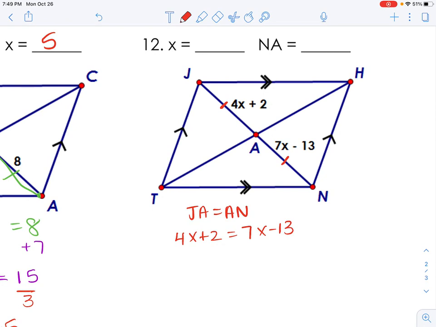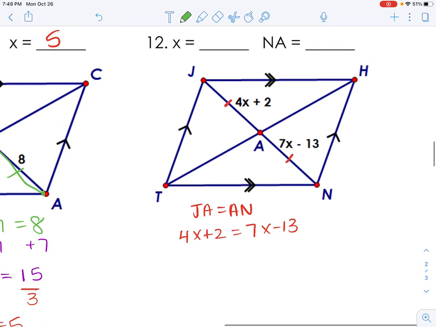And to solve these for x, I want to get all the x's to one side and all the numbers to the other. And so my strategy is always to move the x that is the smallest. So 4x is smaller than 7x, so I'll subtract 4x from both sides. 4x minus 4x is 0. Bring down the plus 2. 7x minus 4x is 3x, and I'll bring down the minus 13.